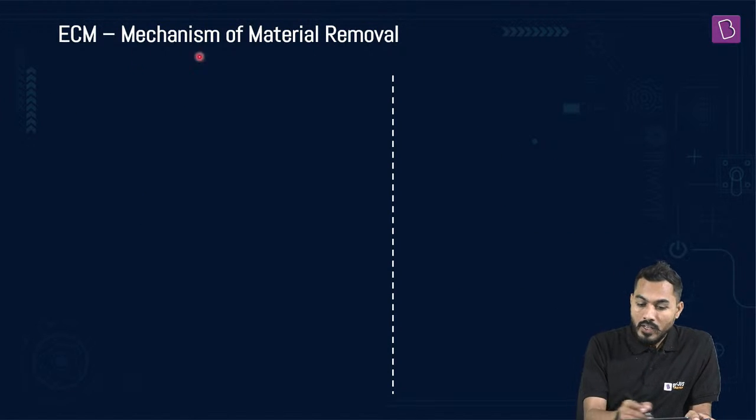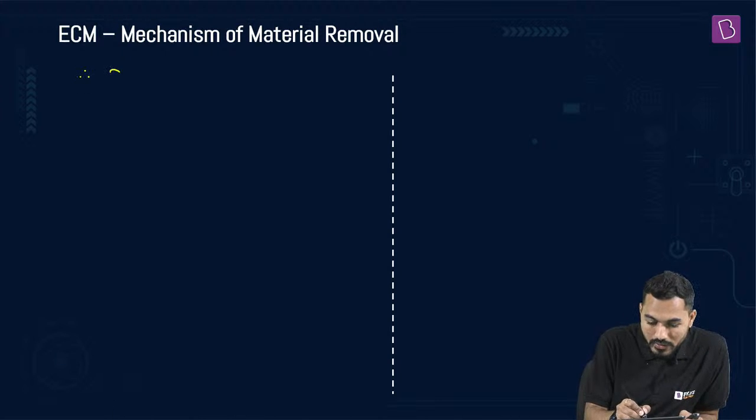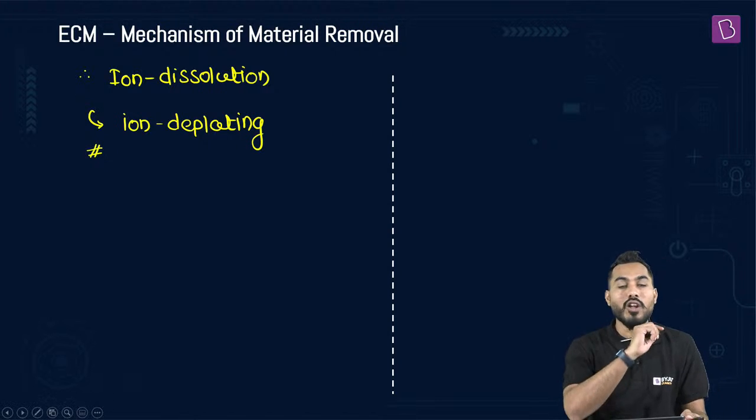Right. Fine. So now let me write down what exactly is the mechanism of material removal. It is nothing but ion dissolution, or it can also be called ion deplating. So this is exactly what ion dissolution or ion deplating is. This is the mechanism of removal of material.